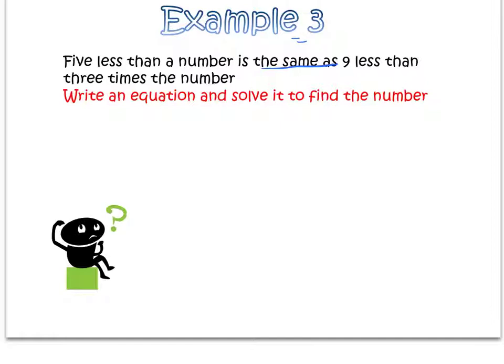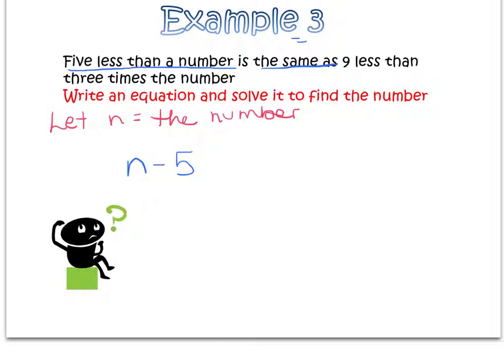Okay, let's define our variable now, first of all. So let n, for example, be equal the number we want to find out. So let n equal the number, the unknown number. Now 5 less than a number, that's the first part of the equation. So we can represent that by n minus 5, 5 less than a number.